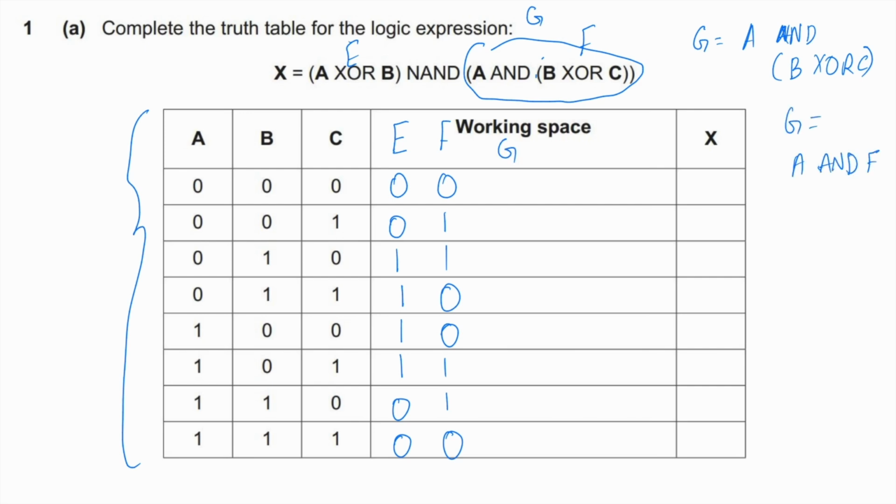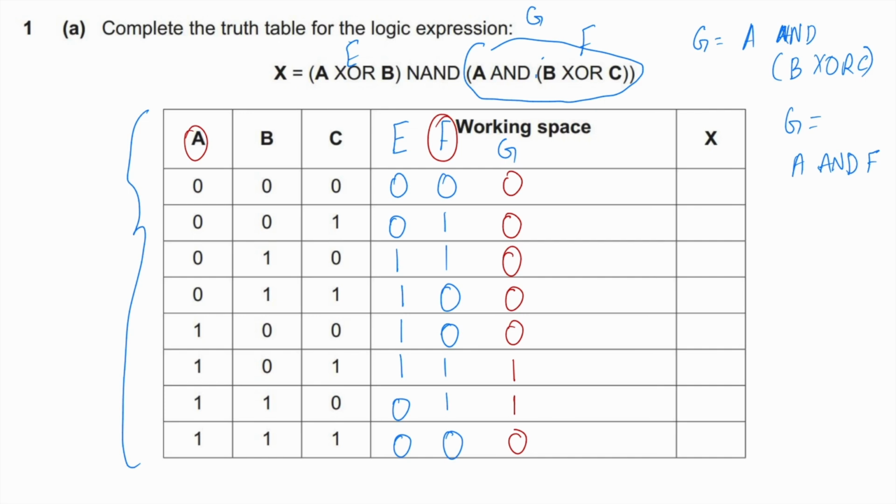So we need to look at A, and we need to look at F. Remember, if you have an AND gate, the only time we're going to have a 1 is when both inputs are 1. So right here, 0, 0, 0, 0, 0. Okay, we got a 1 right here. Another 1 and 0. So that's G.